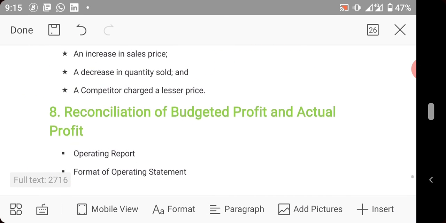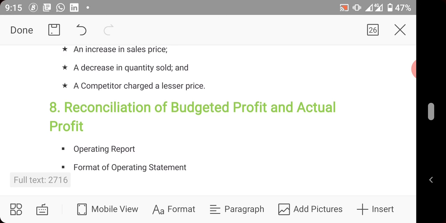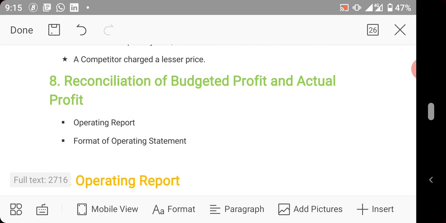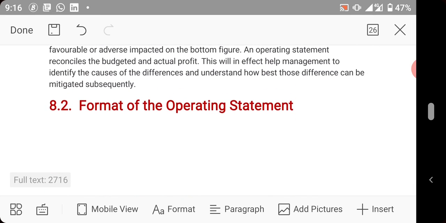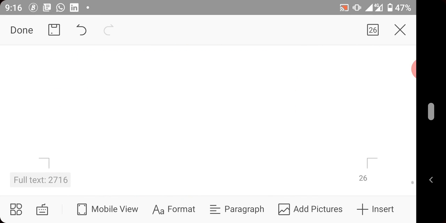So we'll move down to reconciliation of budgeted profit and actual profit. Now, you are required as an accountant in practice to prepare a report that will explain why the budgeted is different from the actual. With this report, you can be able to tell managers why this is this and this is not this. So we have operating reports and others. We have the format of operating statement.